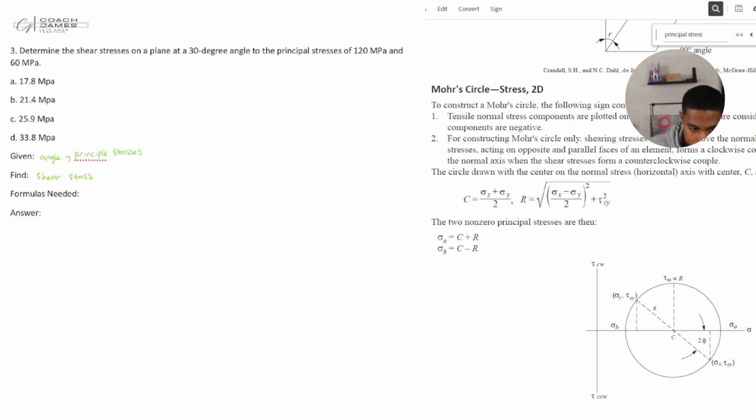If I'm just looking at this, I feel like I'm struggling with this a little bit. I know my angle is 30 degrees, so 2 times theta, and I know that 2 theta is equal to R. Do I have any information that I can use? Let's draw it out. My principal stress is A.